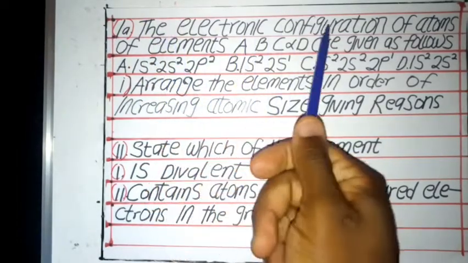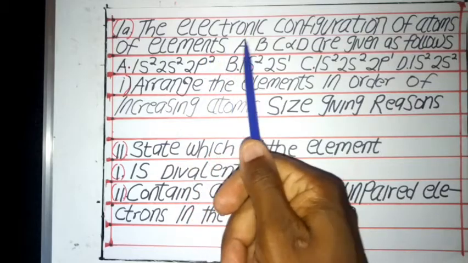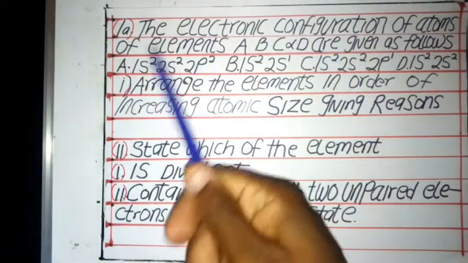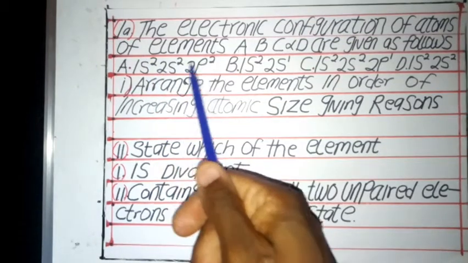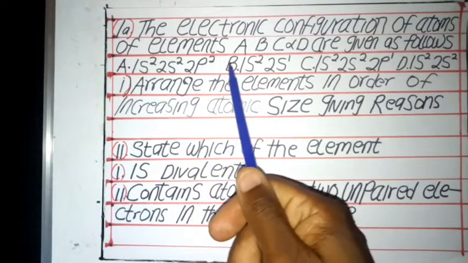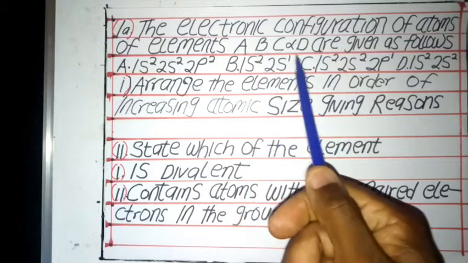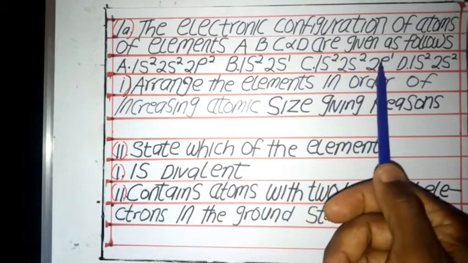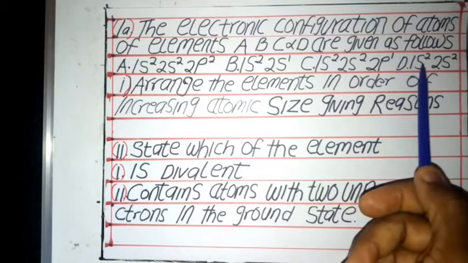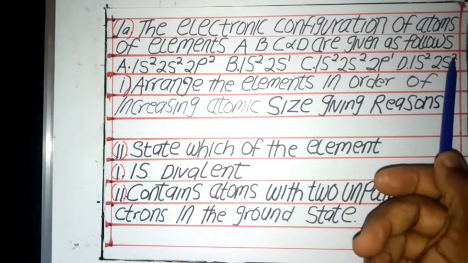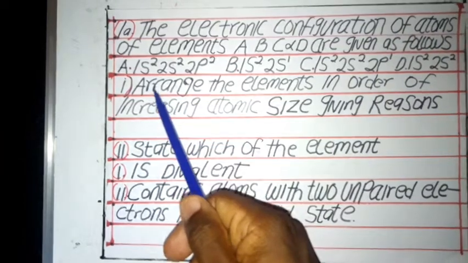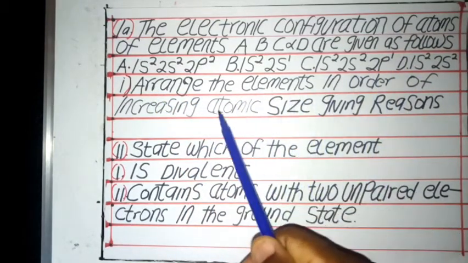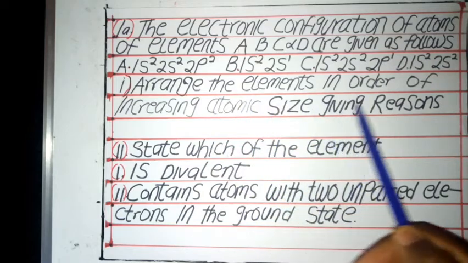The electronic configuration of atoms of elements A, B, C, and D are given as follows. A is 1s2, 2s2, 2p2. B is 1s2, 2s1. C is 1s2, 2s2, 2p1. D is 1s2, 2s2. The question here is: arrange the elements in order of increasing atomic size, giving reasons.